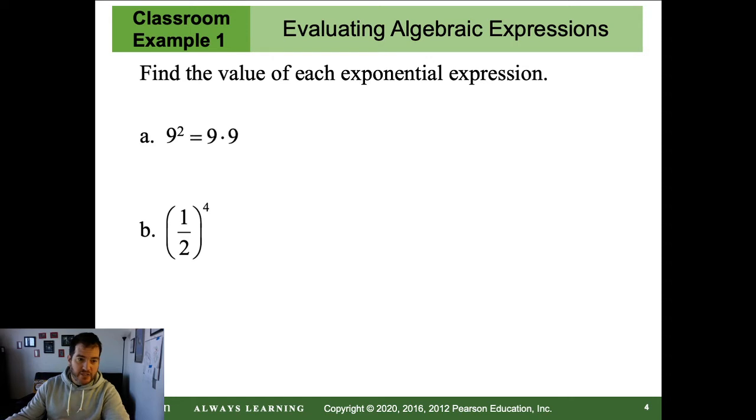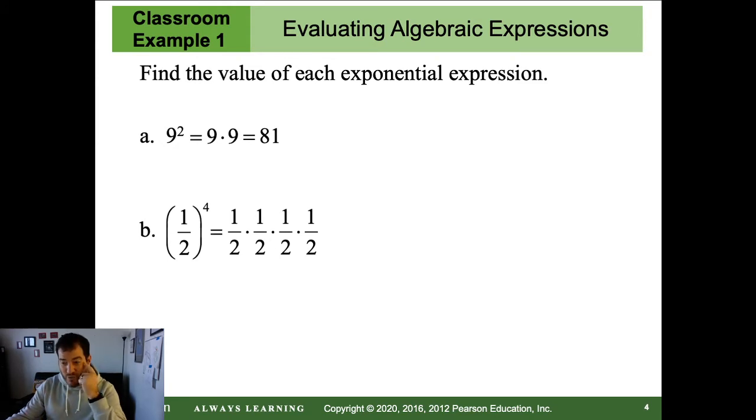Okay, so remember, 9 squared is going to be 9 times 9, which in this case is going to be 81. And then here, 1/2 to the 4th power is going to look like that. So it's 1/2 times 1/2 times 1/2 times 1/2. Again, we multiply the numerators together. So 1 times 1 times 1 times 1 is just going to give us 1. And then the bottom, I think we're going to get 1/16.